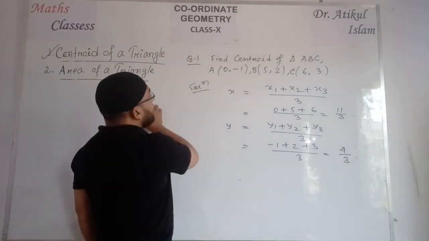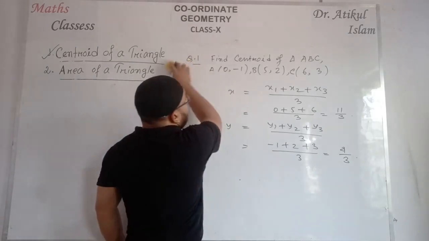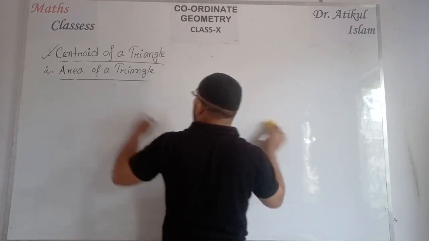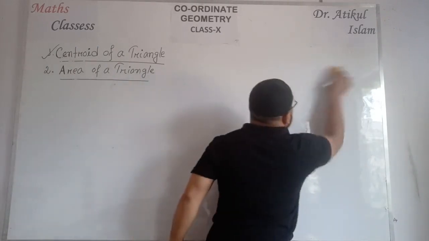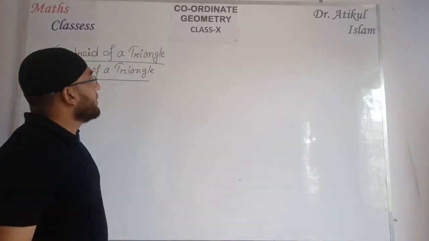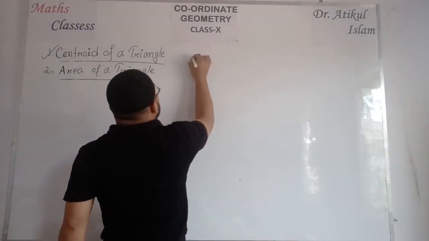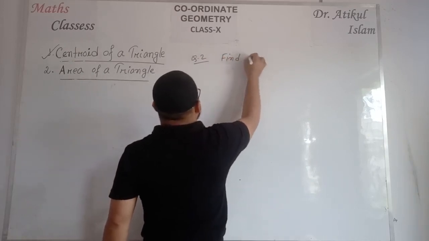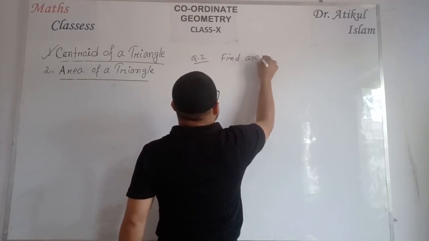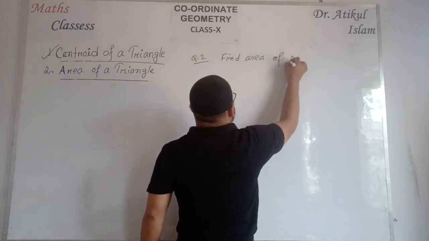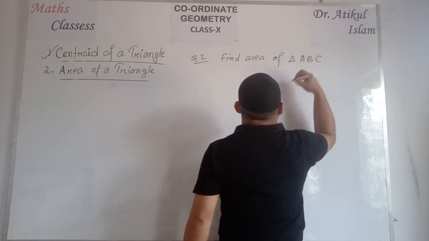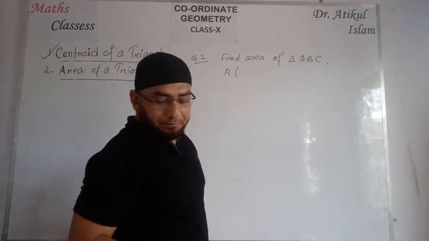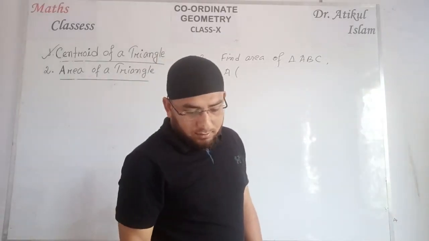Now, okay, so now we'll move. I will take another example to find the area of a triangle. So let question 2. Find the area of triangle ABC where the vertices are. So take one example.